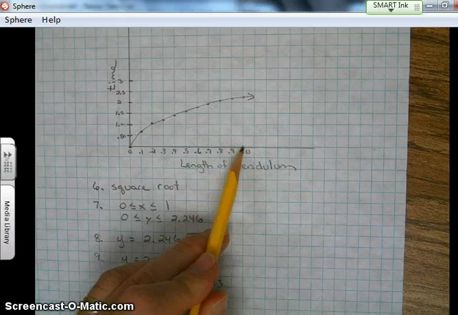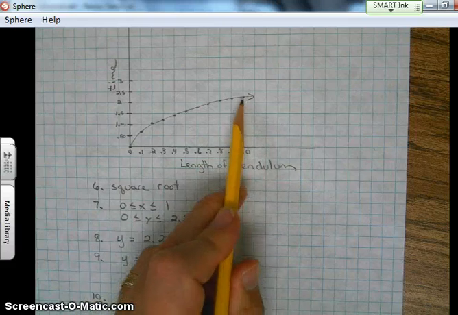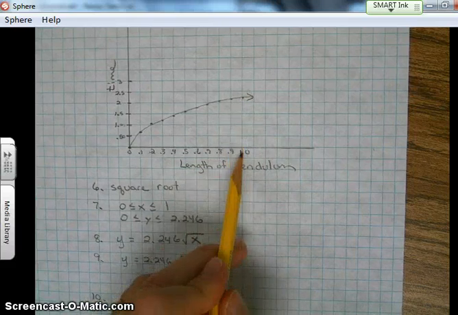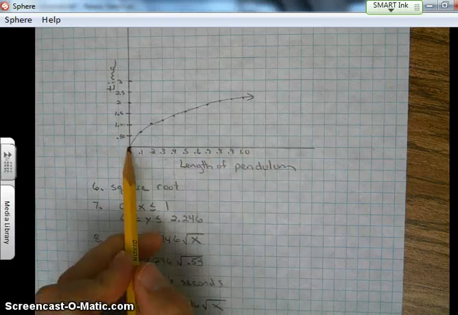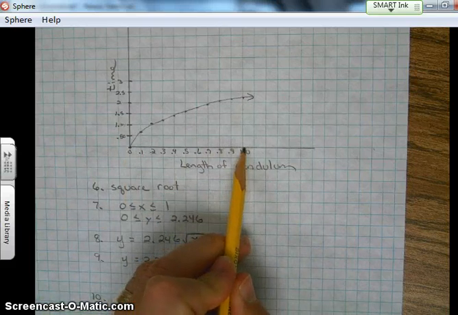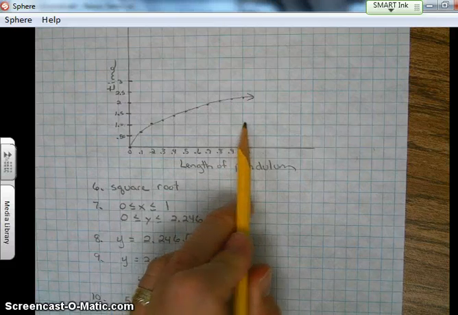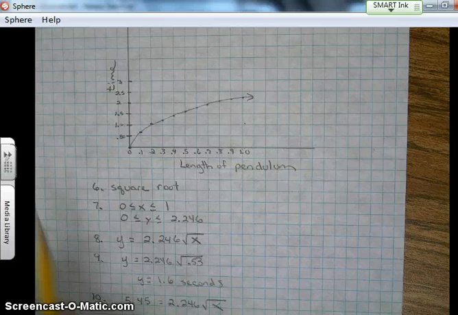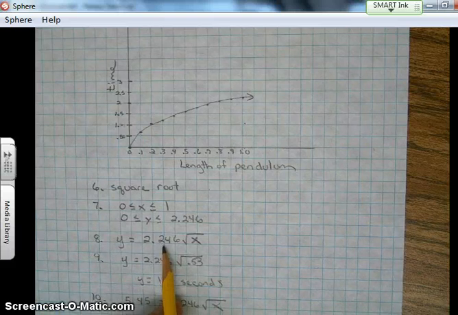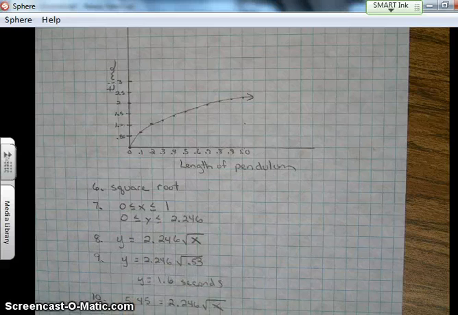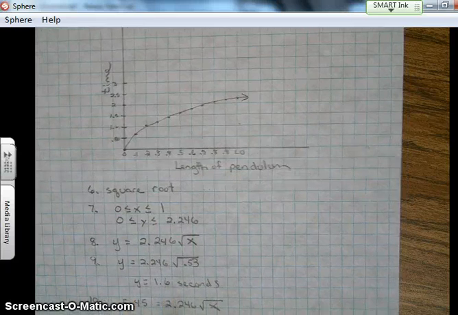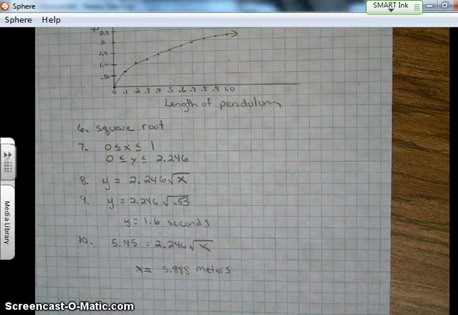So I went over to 1 and I went up. So that is my vertical stretch right here. Remember, always over 1. The square root of 1 is 1. So 1 would have been right here. So that number right there turned out to be 2.246. So there's a vertical stretch. Okay, and then I just plugged in the numbers and solved 9 and 10.